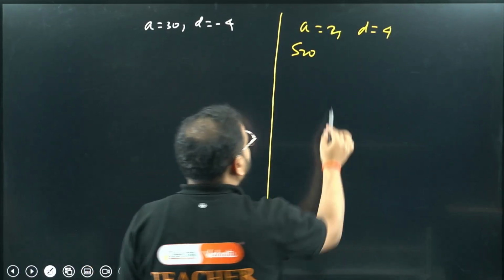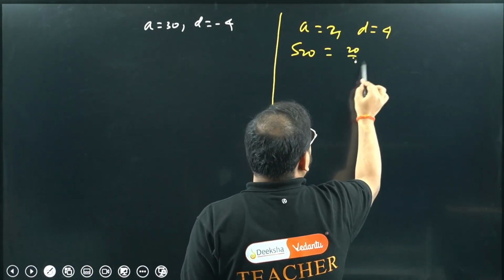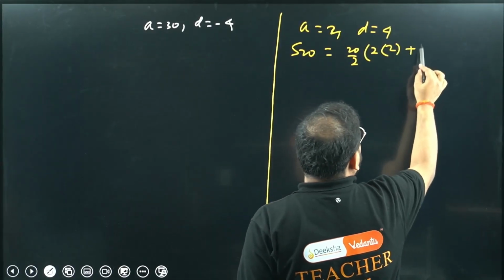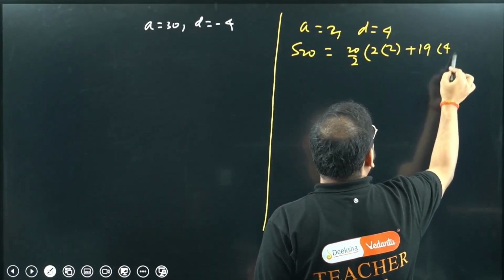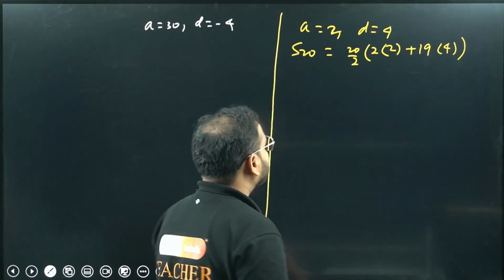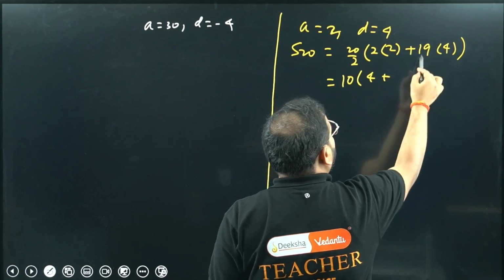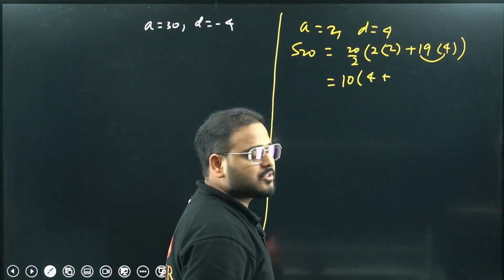S20. Okay, let's see. So 20 by 2, twice of a, so twice of 2, plus 19 times of d, so 19 times of 4. Correct? Yes. Cancel here. So 10, 4 plus 19 times of 4 is how much? 19 times of 4 is how much? 76, sir.